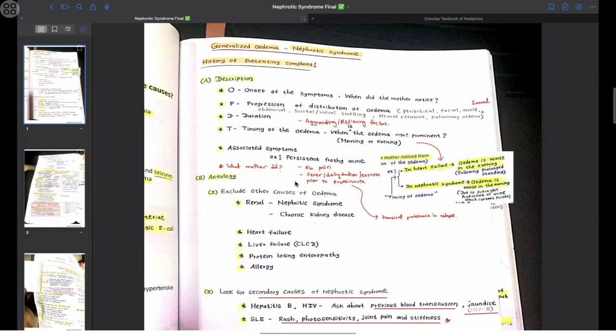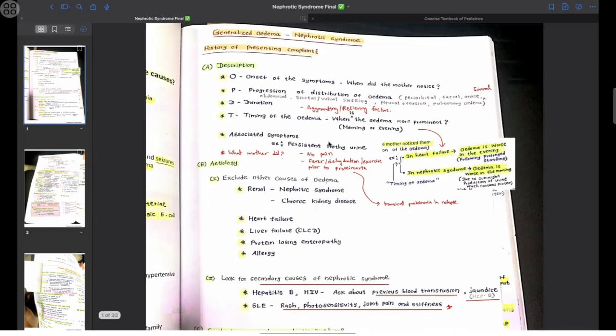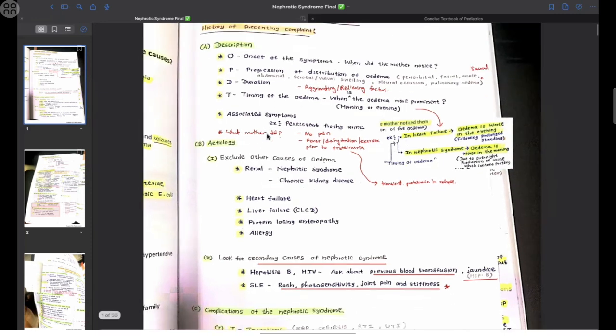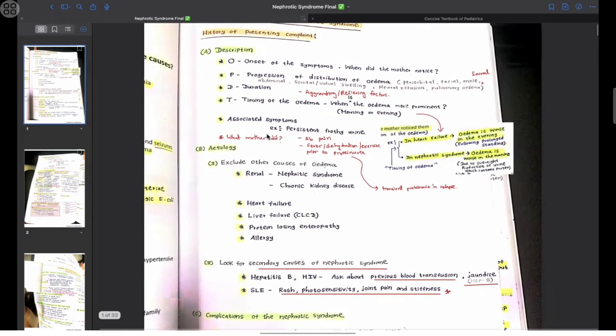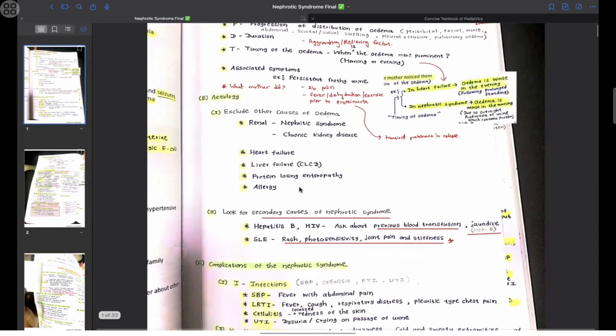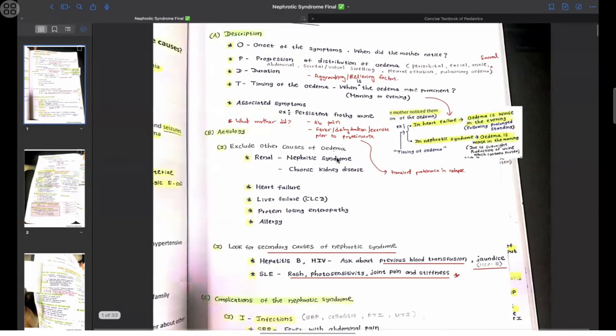Okay. Then the other thing is the associated symptoms. Does the patient have frothy urine? Did the patient have any fever? Those are things you can ask. And any abdominal pain. Was the child dehydrated, and was the child exercising before the frothy urine? These are things you can ask because those are things the patient will complain of if the patient has transient proteinuria. Then at the end of this description of edema, you can ask what the mother did. Okay, so this is the first presentation, but it's very similar for this presentation also; I'm just saying that this is the order.